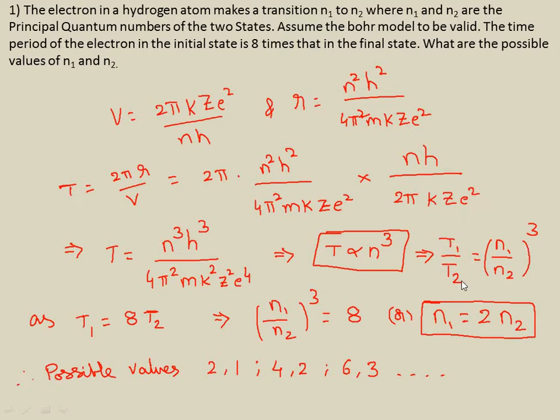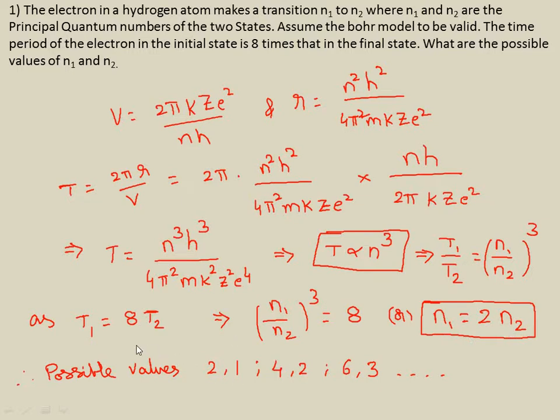Now what have we been given regarding the time periods? Yes, we have a relation. The time period of the electron in the initial state is 8 times that in the final state. So T1 is equal to 8 T2. Hence, going for the substitution, T1 by T2 equal to 8. Now from that, (n1 by n2) whole cube equal to 8.